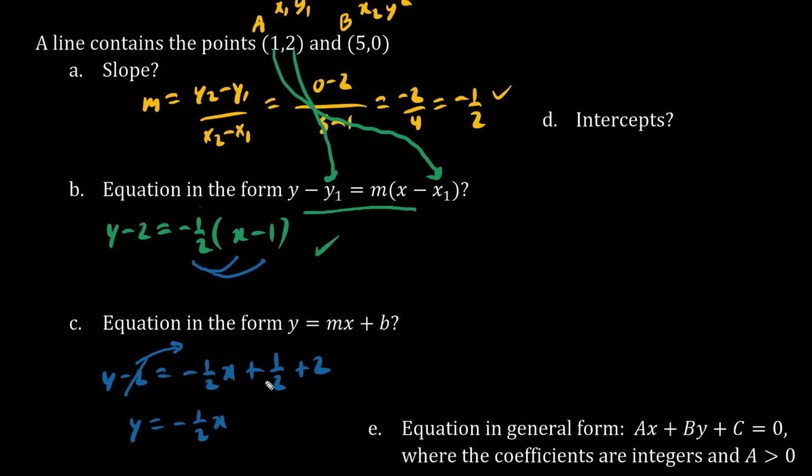What is 2 1/2? 2 is the same thing as 4 over 2. We combine into one fraction. 4 plus 1 is 5 over 2. This here is the slope-intercept form.